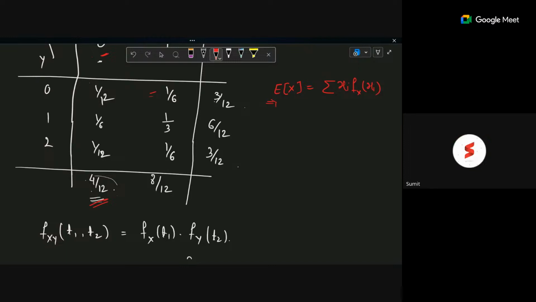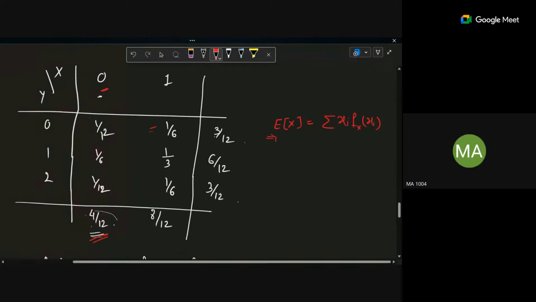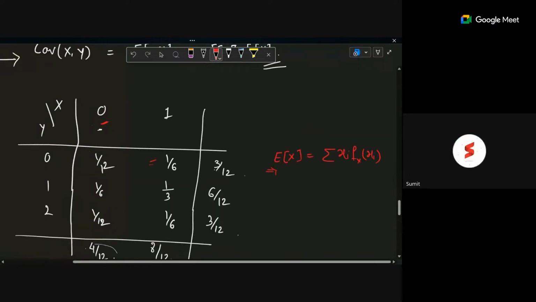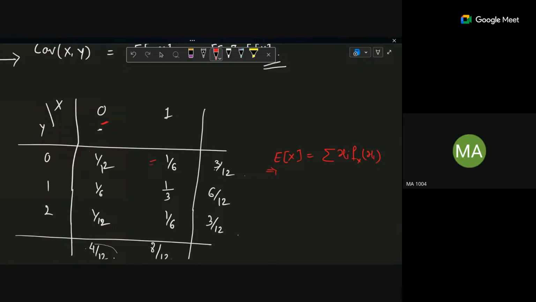Ma'am, instead of 0, if there is any other value here... Yeah, just go with Hindi. Yes, ma'am, you can speak in Hindi. Okay, ma'am. Like if there were some other value in place of 0, then we would have to do 4 by 12 into that value plus 1 into 8 by 12, right? Yes, correct.